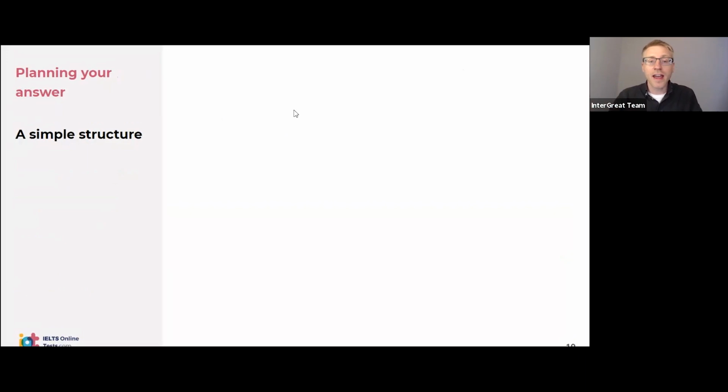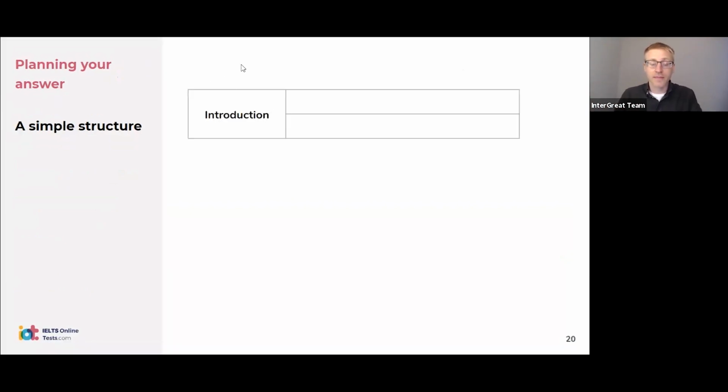So any task 2 essay will have 4 parts, 4 paragraphs. We'll begin with an introduction. The introduction will have 2 parts. Often 2 sentences is enough. The first part of your introduction, you need to restate the question. You need to express it in your own words to introduce the topic of your essay.